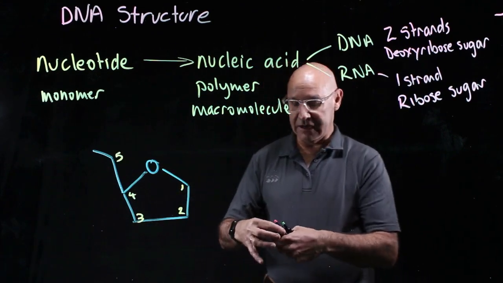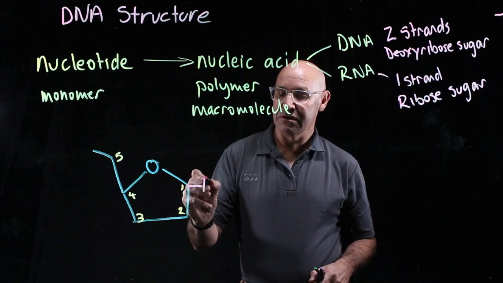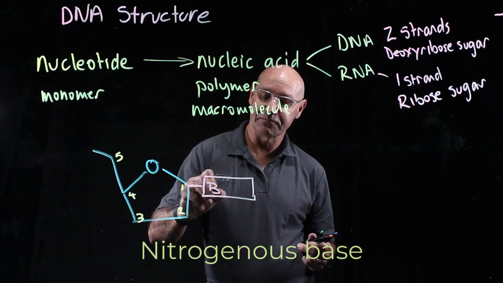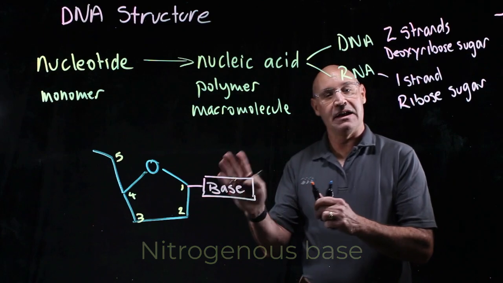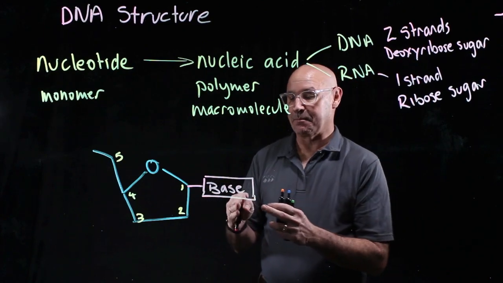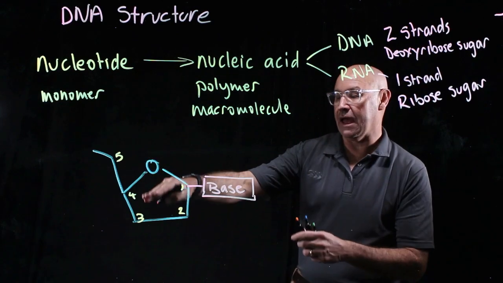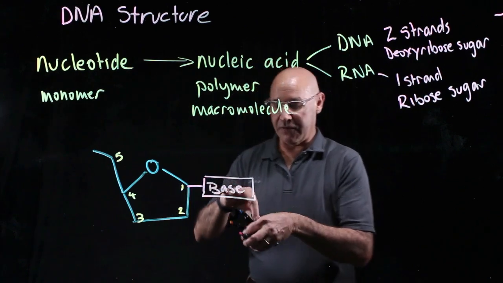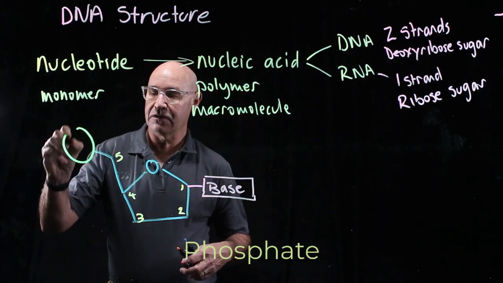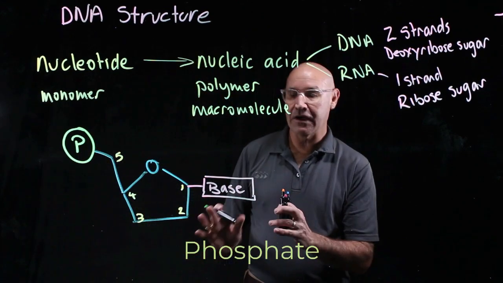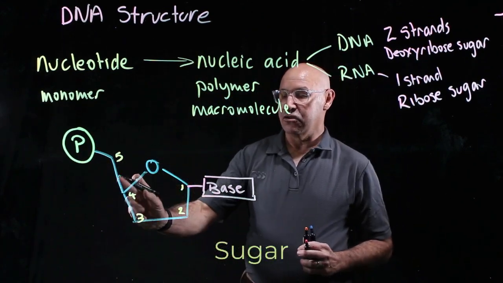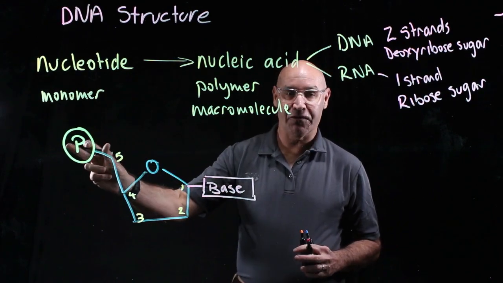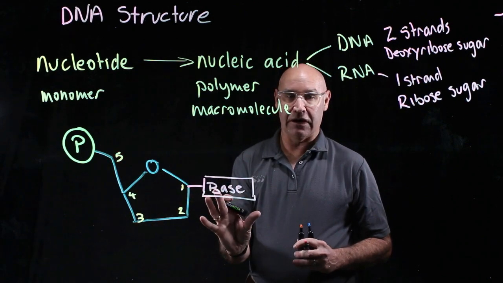Coming off carbon 1 is where we have our base, our nitrogenous base. And we have a number of different types of bases. Then where we've got carbon 5, hanging off that is the third part of our molecule, which is the phosphate. So we've got three parts of our nucleotide. We have got our sugar, we have got our base, and we've got our phosphate. So that is a nucleotide.